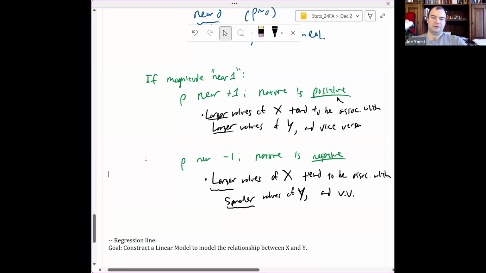On the other hand, if I have a correlation coefficient that's near -1, so its magnitude is still near +1, but the coefficient itself is near -1, then the nature is kind of negative. The two variables kind of oppose in some sense. Larger values of one variable tend to be associated with smaller values of the other variable, and vice versa.